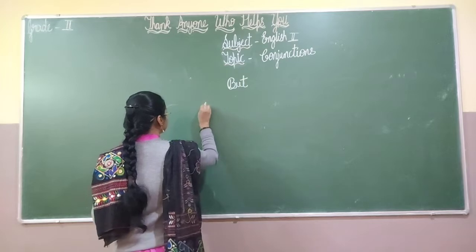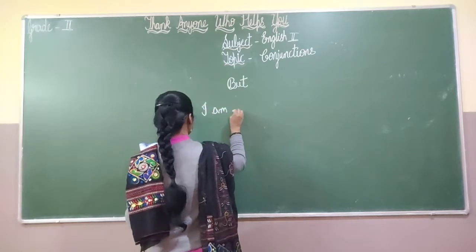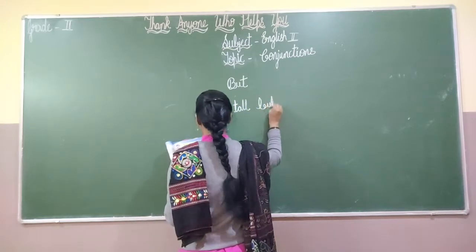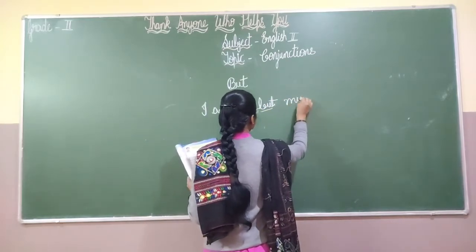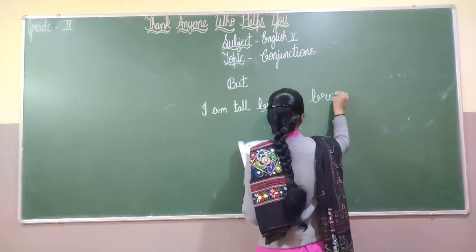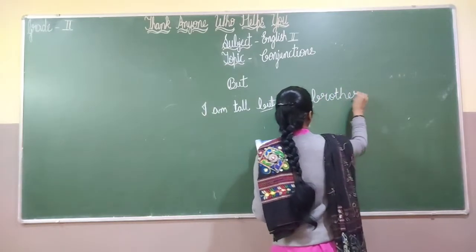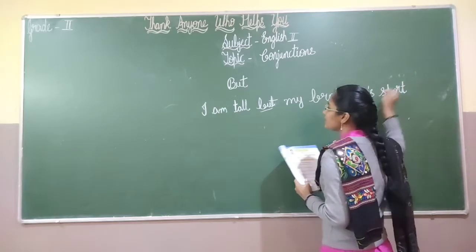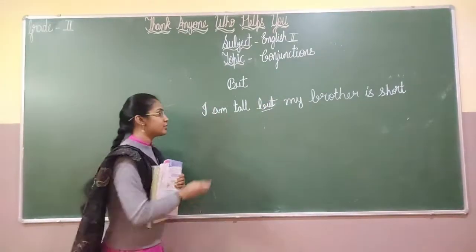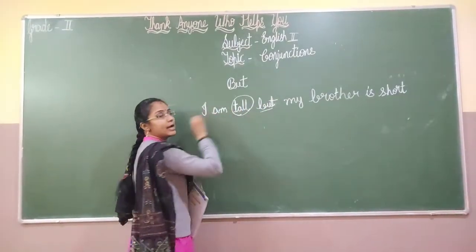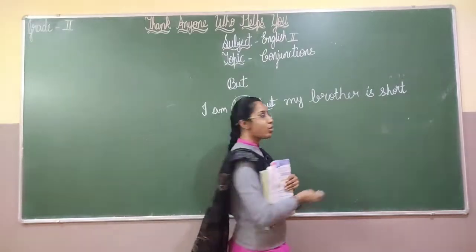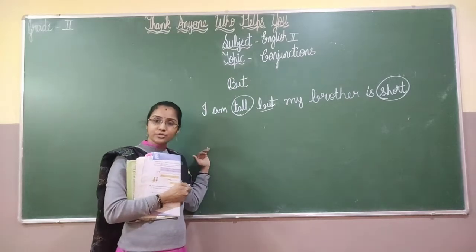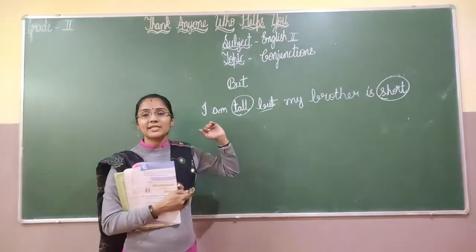Okay. So I am tall, but my brother is short. So here you can see the difference, no, children? Yes or no? So what can you see as the difference? Here I am tall, and my brother is what? My brother is short. This is the difference, because I am tall, my brother is short. That we call a difference.